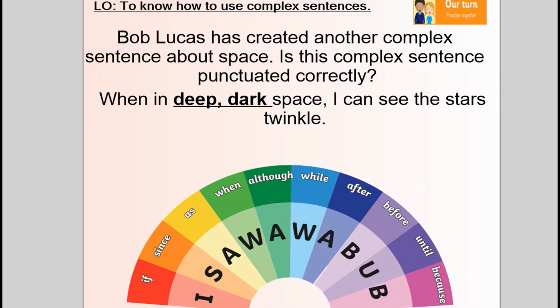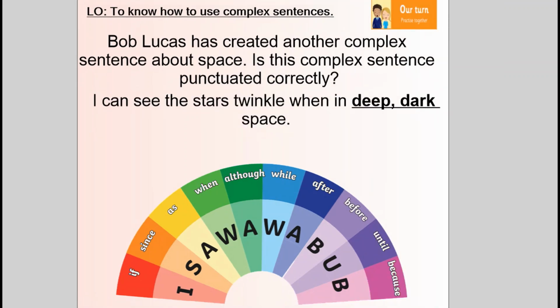This is what it would look like if the subordinate clause was at the end and the main clause was at the start. So it would be, I can see the stars twinkle when in deep, dark space. We're still including that comma for the expanded noun phrase because we need to separate those adjectives with a comma. Okay, now let's move on.